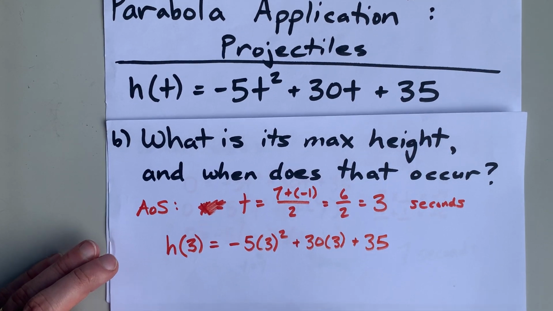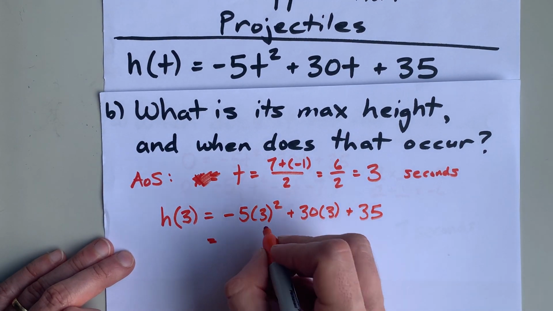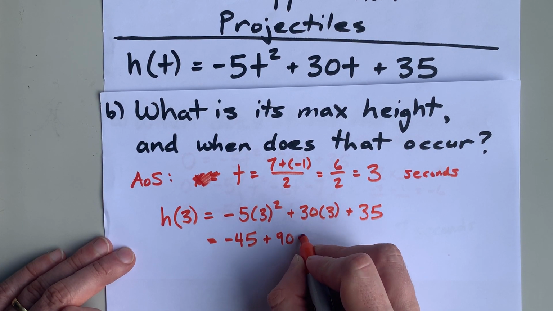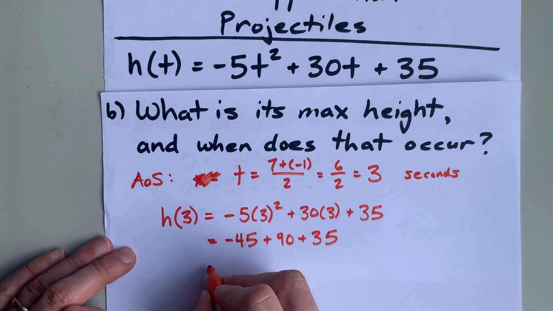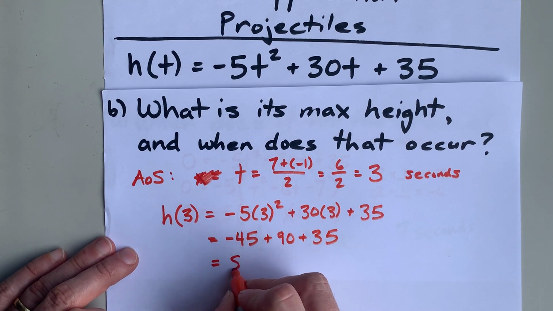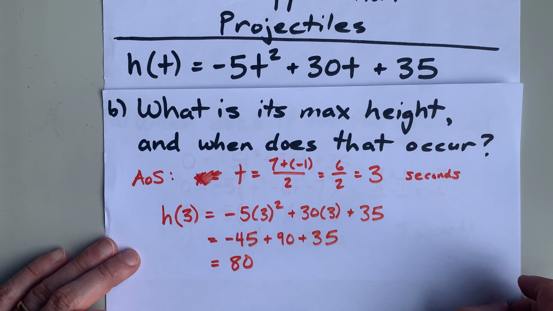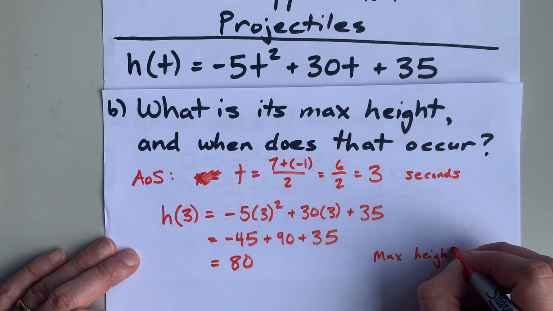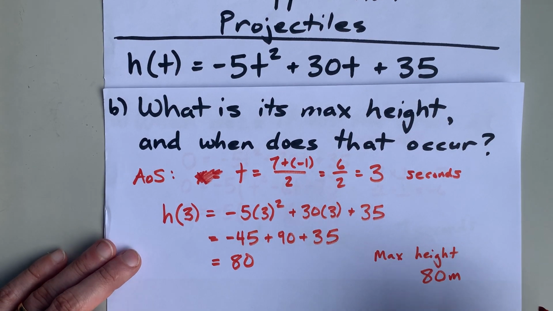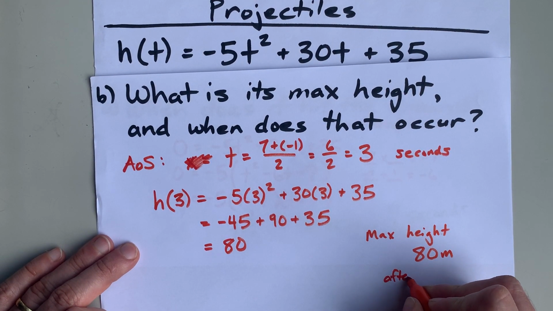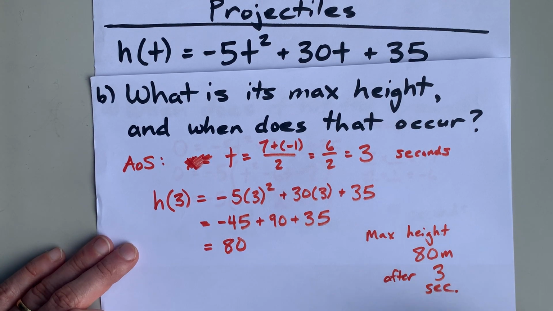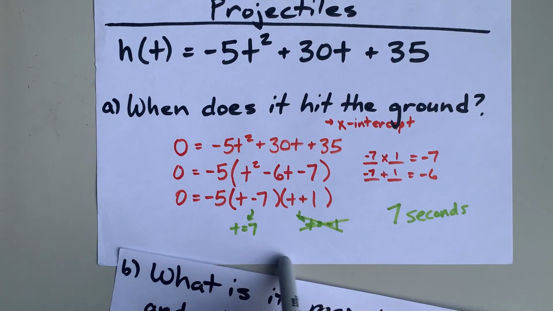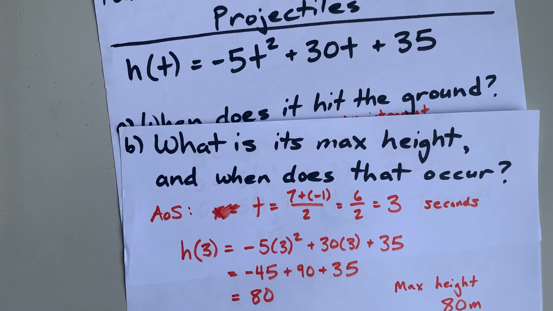Now that feels like calculator work to me. I can do some of this in my head. That's minus 45 and plus 90 and plus 35. When I do that on my calculator, I believe I get 80 as an answer. So the max height is 80 meters, and it occurs after just 3 seconds of flight. That 3 came from the average of the two x-intercepts.